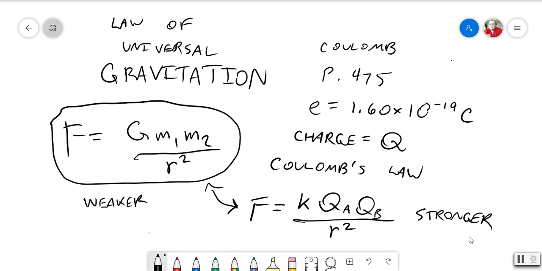A maglev train, magnetism, as you'll learn later, is a different form of electricity or a different manifestation of it. Magnetism will lift a train up off the ground so it can go along without touching anything. That's another example of how electromagnetic phenomena are much, much, much stronger than gravitational phenomena.